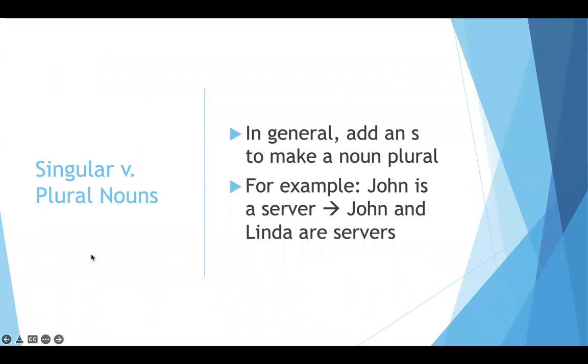All right, now we're going to talk about singular versus plural. So singular, like I showed in that picture, is when you have one thing, and plural is when you have more than one thing. And in general, we add an S to make a noun plural in English. For example, John is a server. If you're going to add a second person, you would say John and Linda are servers.